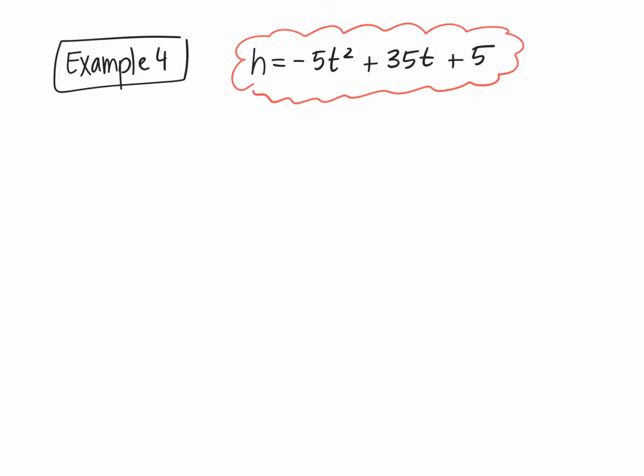Determine the greatest height reached by the... Okay, so for this question, you're given the equation. The equation represents the path of a rocket, that's represented by a parabola. What does h represent? The height of the rocket in what? Meters. And t represents the time elapsed in seconds, okay?